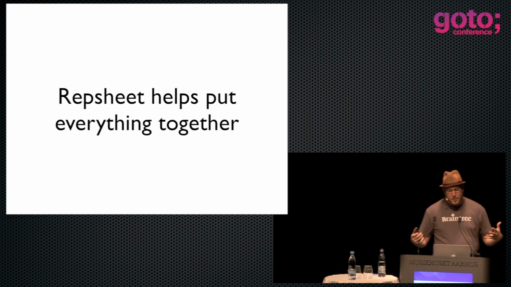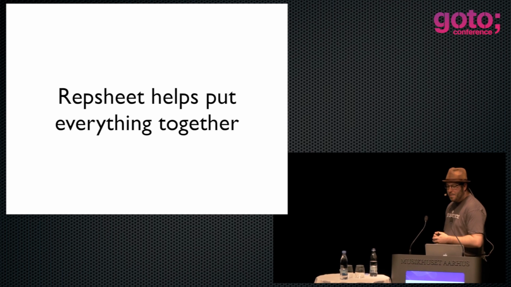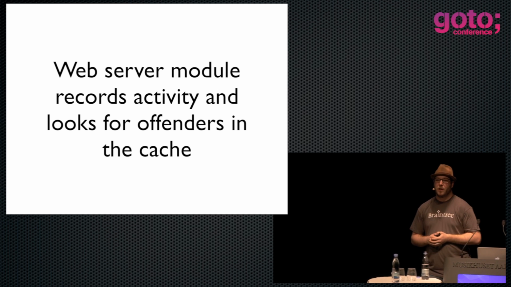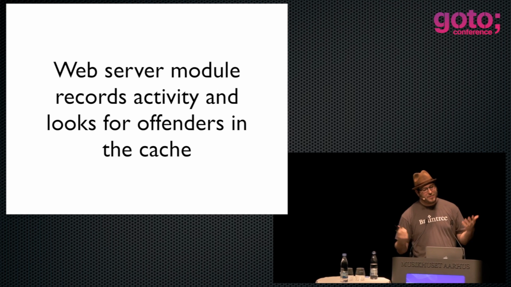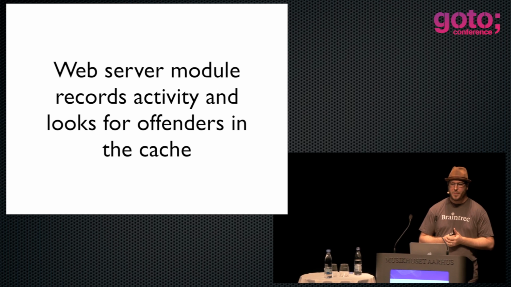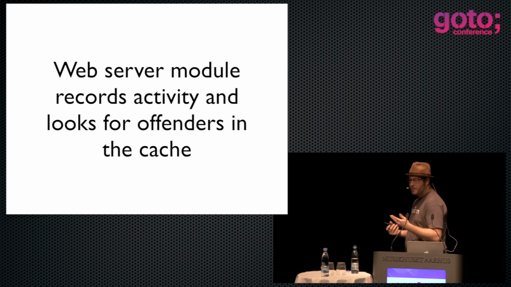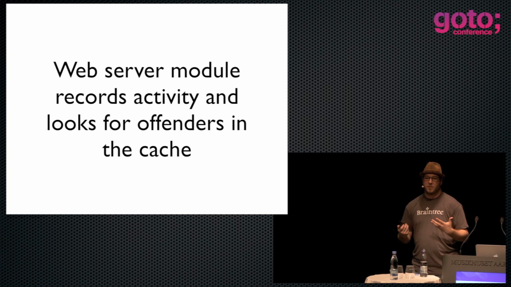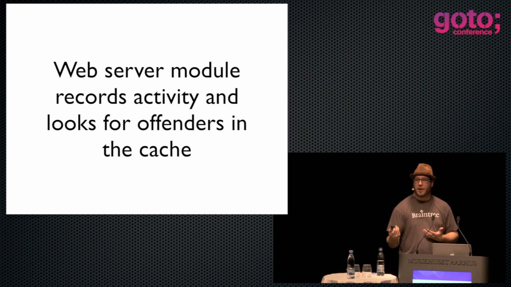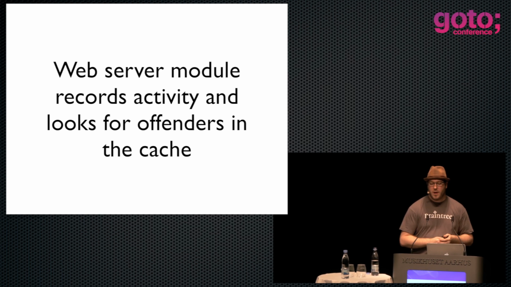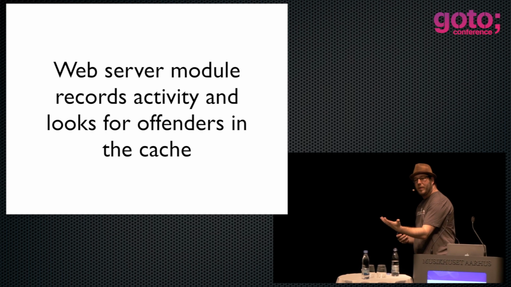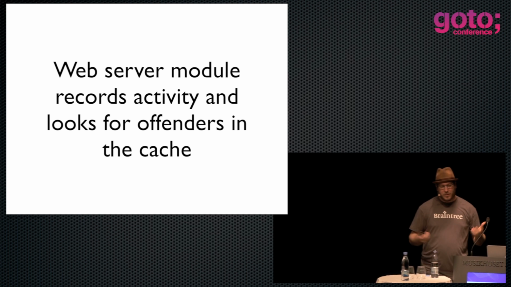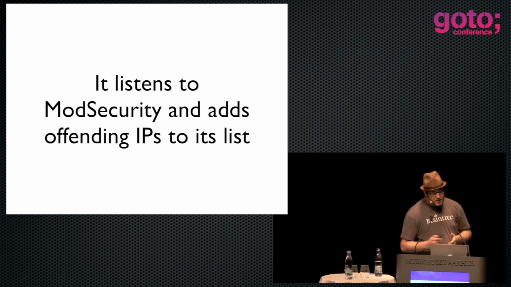So what RepSheet really does is put everything together. Like I said, the web server module records the activity and it looks for offenders in the cache. The overhead of this is anywhere between 5 and 10 milliseconds or less, depending on how local Redis is, really. That's the key. So it doesn't really impact performance to eyeball time, right? 10 milliseconds is still a long time, but to HTTP, which is slow in general, and humans who are perceiving that data, it's nominal.